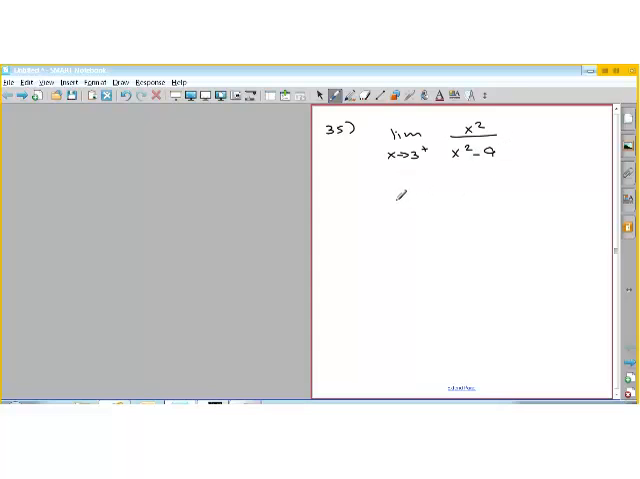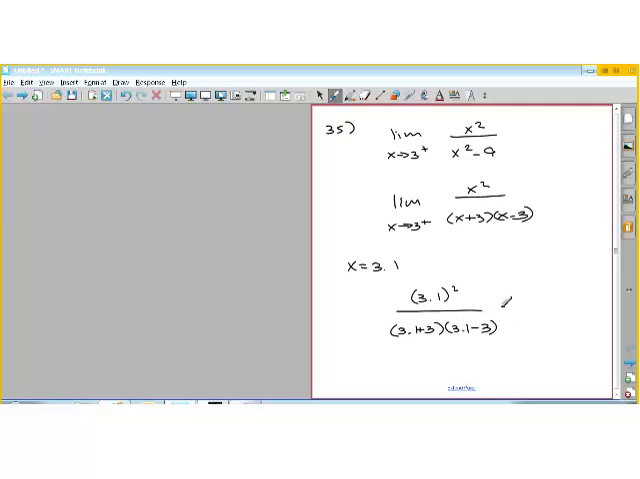And the answer is yes, because if we factor this expression, you get x squared divided by (x plus 3) times (x minus 3). So we have vertical asymptotes at x equals negative 3 and x equals positive 3. So we're asked to do the limit as we're approaching positive 3. So you could let x equal 3.1 if you wanted to, and then just plug it in. So you'd have 3.1 squared divided by 3.1 plus 3, and then 3.1 minus 3.